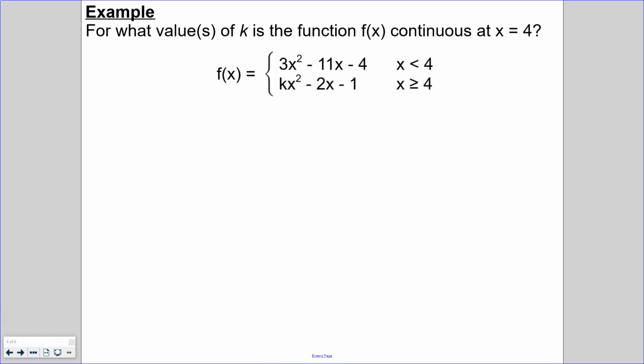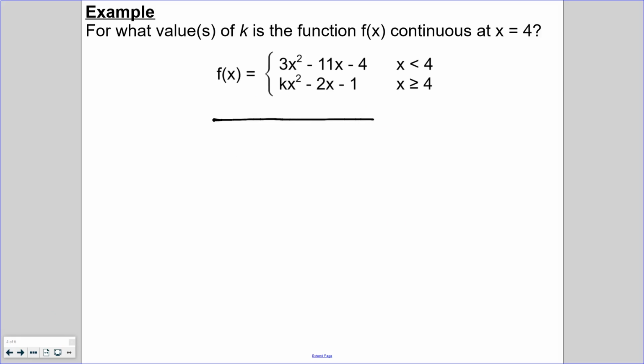Alright, so for our next example, we want to do the same thing, except this time we're being asked for what values of k is the function f of x continuous at x equals 4, and we're given a new piecewise function. So we're going to take a similar approach here, except instead of trying to find a, now we just have a different variable k.